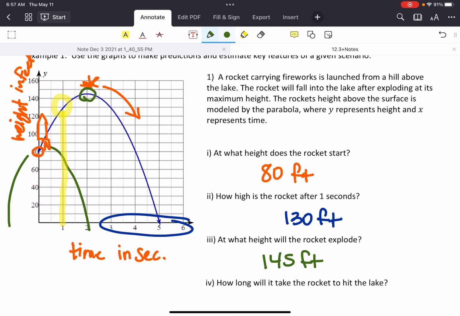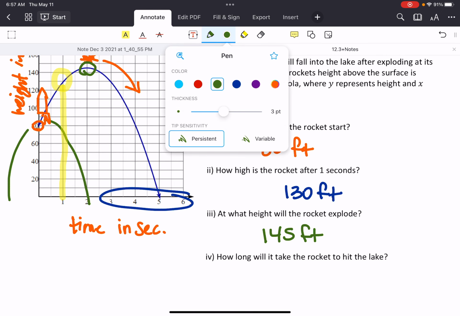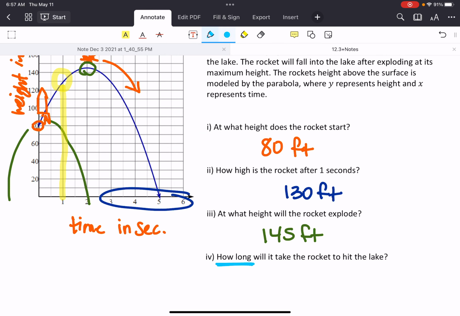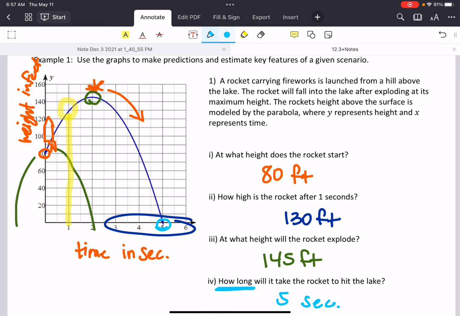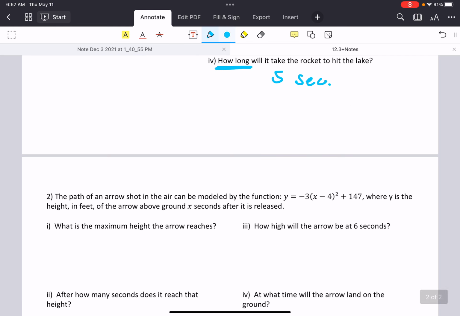Then how long will it take for the rocket to hit the ground? Okay, so this question is asking us how long. So it wants to know how many seconds. Here's where it hits the ground, and that's after 5 seconds. Okay, so that's how we do one when we have the graph with us.